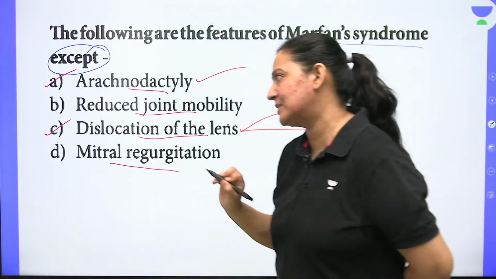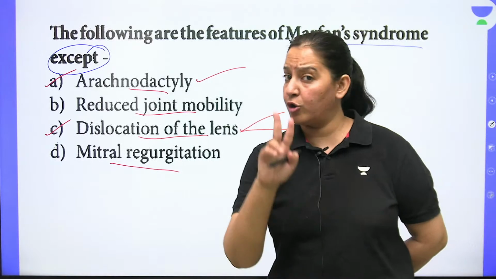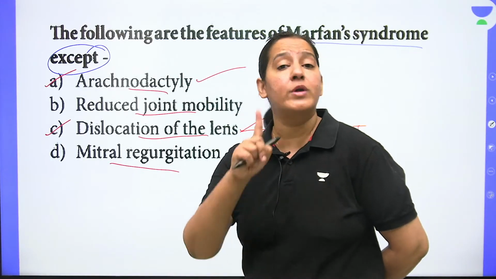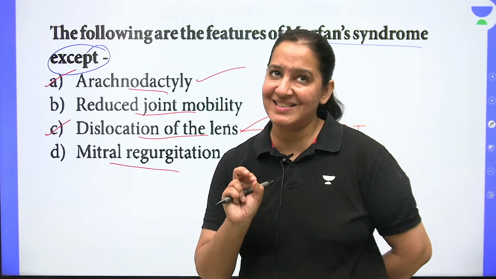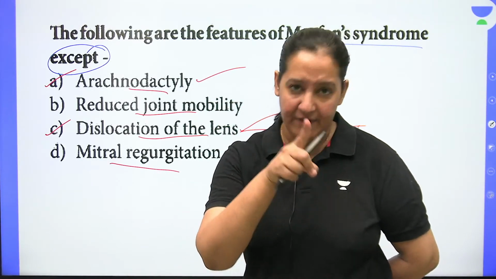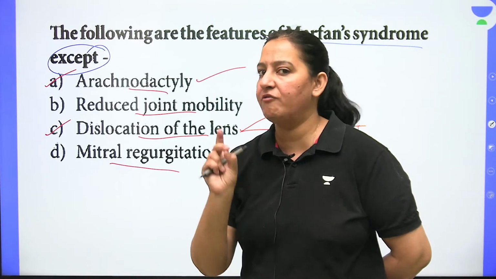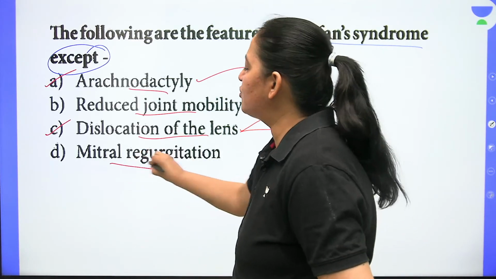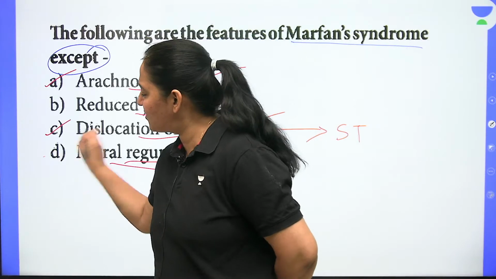So arachnodactyly also happens. Dislocation also happens. In the heart, I taught you two things happen. One is aortic aneurysm, the ascending aorta aneurysm. What is the second thing? It is mitral valve prolapse. In the diagram also I drew mitral valve prolapse. Mitral valve prolapse leads to mitral regurgitation. So mitral regurgitation is also a feature.